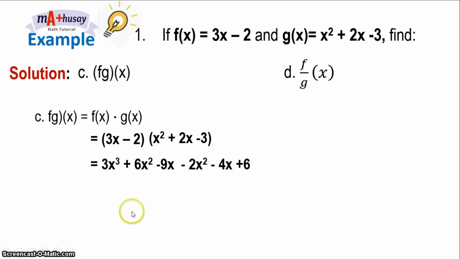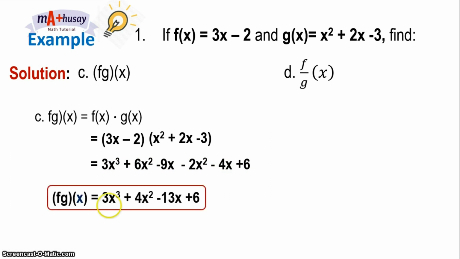Now this time, we can combine like terms. So, ang 3x cube, wala ka nang pwedeng i-combine na term kasi nag-iisa lang siya. Pwede tayo mag-start sa 6x squared and combine it with negative 2x squared. That's 4x squared, right? Ang negative 9x naman ay pwedeng i-combine sa negative 4x. That's negative 13x. So, when you multiply the function f of x and g of x, you'll have 3x cubed plus 4x squared minus 3x plus 6.